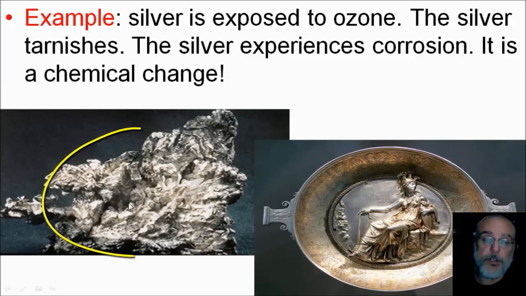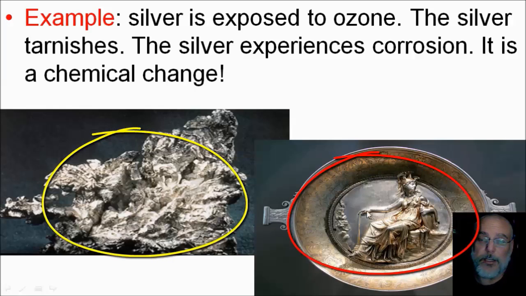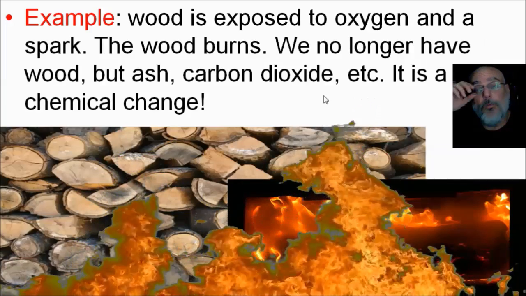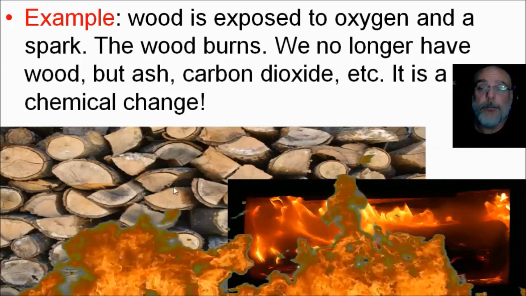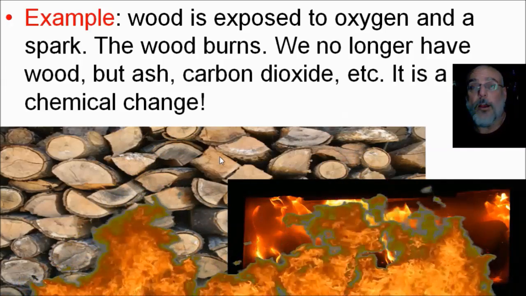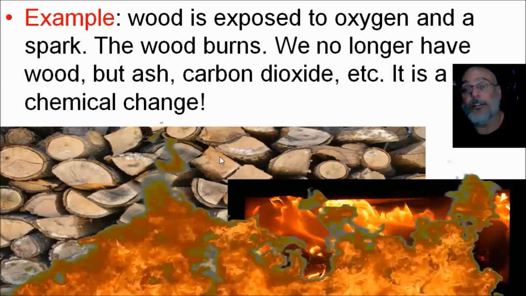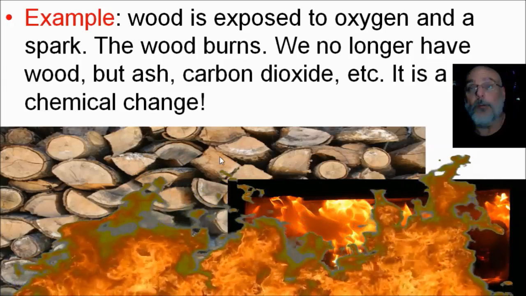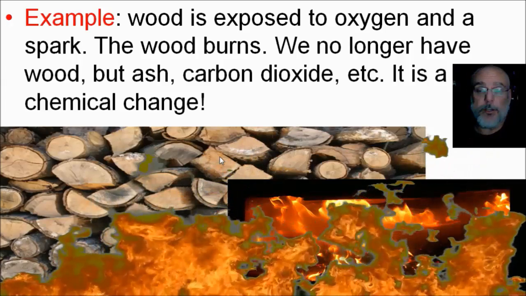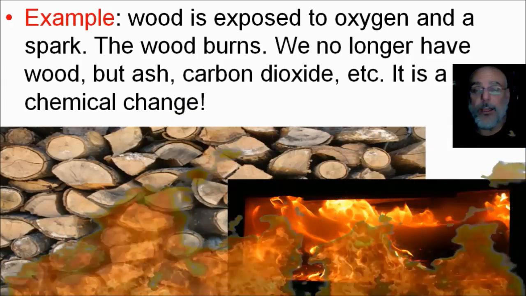So you see silver is a shiny silver metal. When it tarnishes, you get this nasty dark crud on the silver. Another example would be wood exposed to oxygen, and when there's a spark, the wood can burn, and we no longer have wood. We have ash, we have carbon dioxide, a bunch of different gases, even carbon monoxide. It's a chemical change. Ash and soot and creosote, all that stuff is not the same as wood.